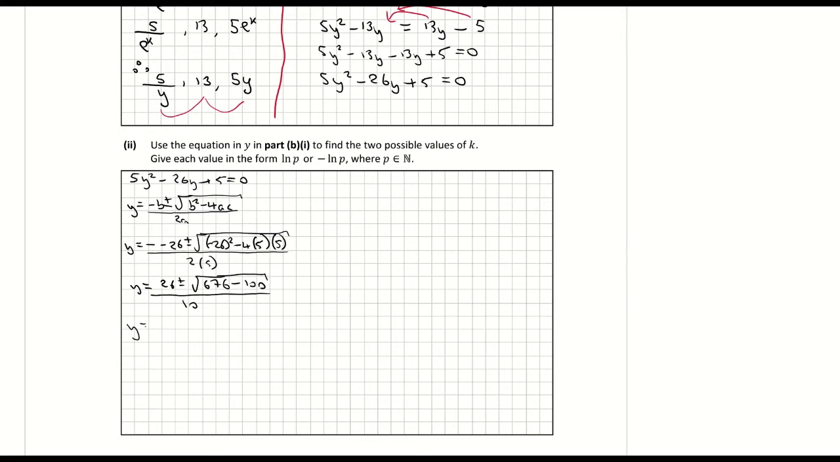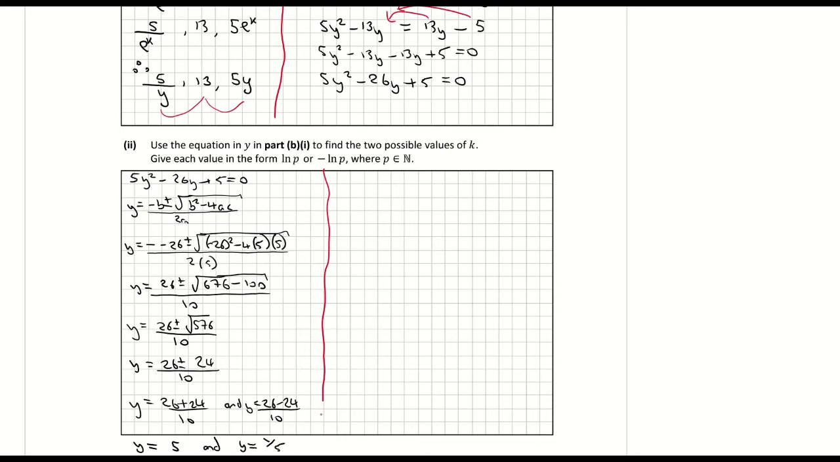So that's giving me y is equal to 26 plus or minus the square root of 576 over 10. So I have now got y is equal to 26 plus or minus the square root there, which gives me positive 24 over 10. So therefore y is equal to 26 plus 24 over 10, and y is equal to 26 minus 24 over 10. So my two values for y here are y is equal to 5 and y is equal to a fifth.